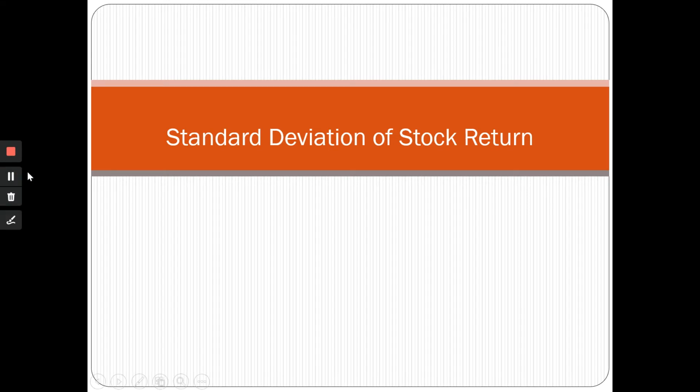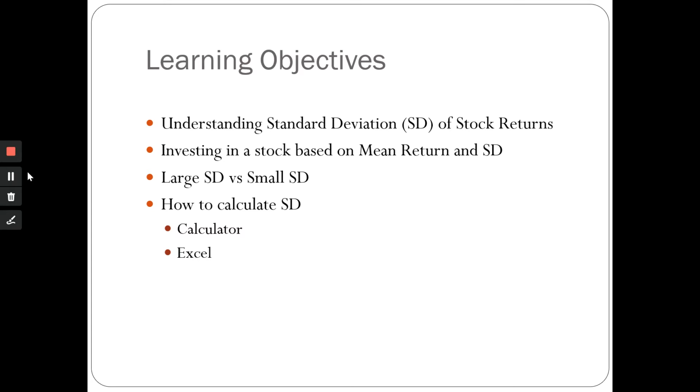Hello guys, in this lecture we'll study the standard deviation of the stock return. The learning objectives for this lecture are: first, we'll try to understand what the standard deviation of stock returns is, then how we can use the information about the standard deviation and the mean return to invest in a stock. We'll also see that if we have the same average stock return for two different stocks but different standard deviations, what will be the impact?